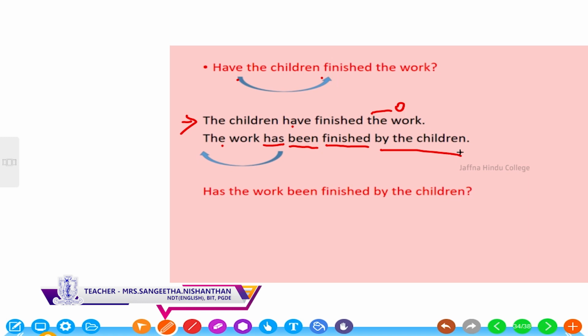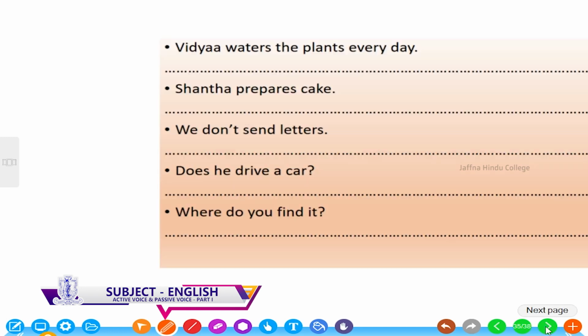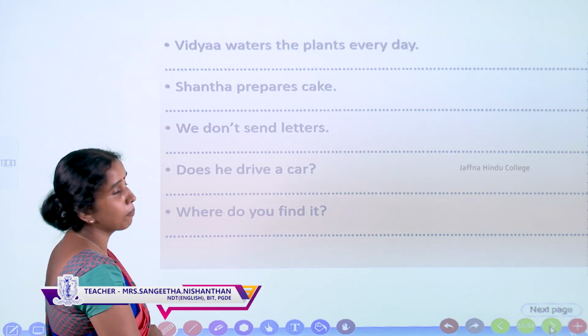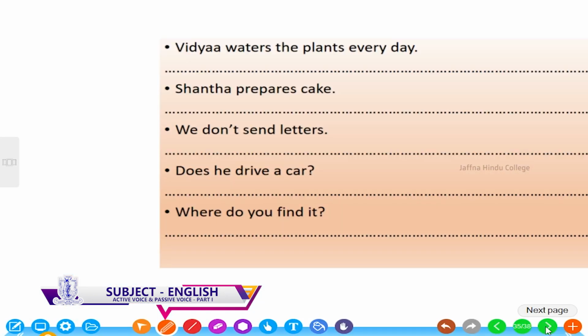We have to make it a yes or no question again. So, the modal verb or the helping verb should be brought to the beginning to make the yes or no question. So, the has is brought here. Has the work been finished by the children? Now, it is the perfect yes or no question in passive voice. Here are some examples, some activities for you. They are in simple present tense. You can try them out.